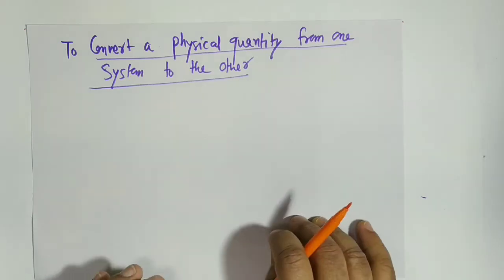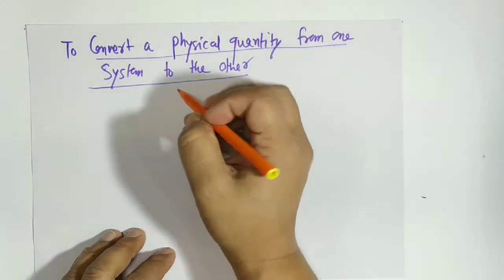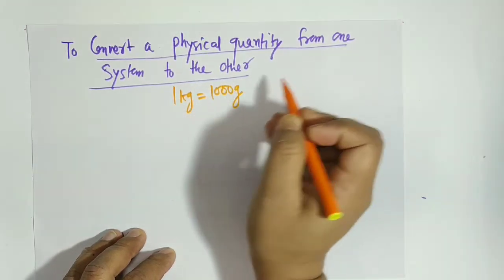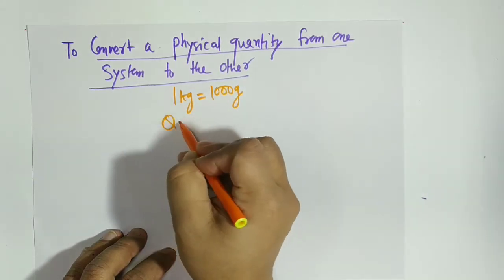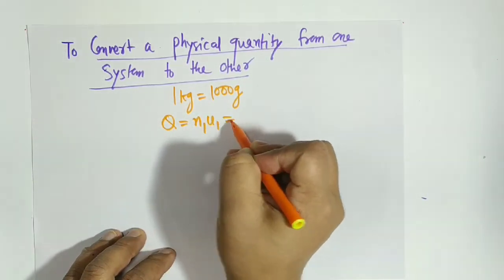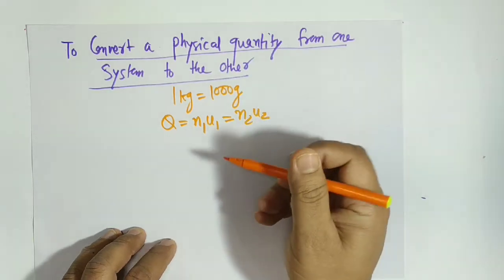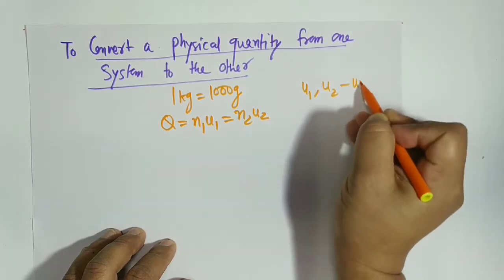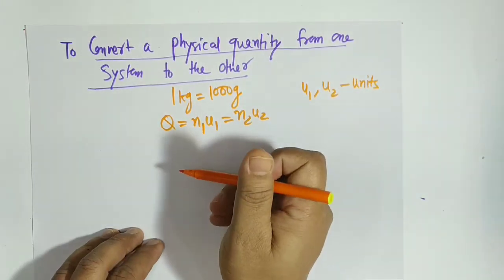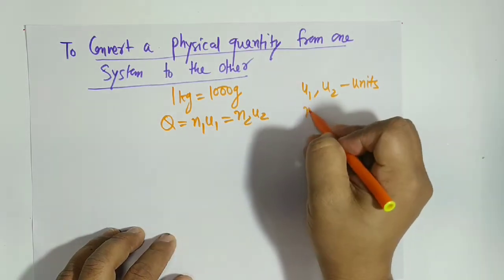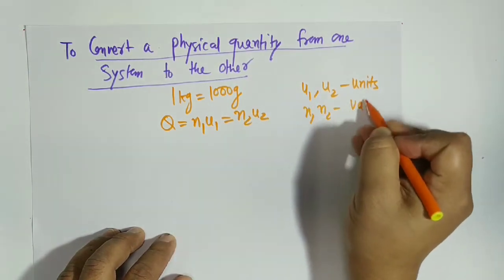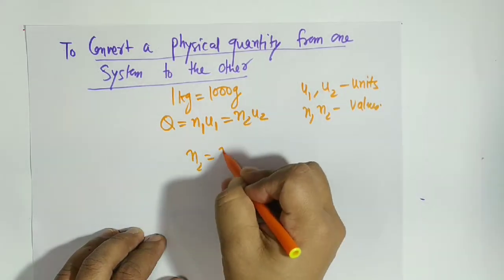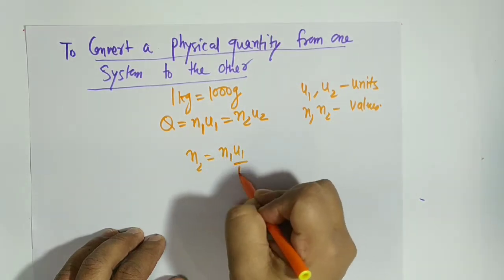When the magnitude of a physical quantity remains the same, say we know that 1 kg is equal to 1000 gram, then a quantity is written as N1U1 equal to N2U2. Already it has been explained. U1, U2 are the units and N1 and N2 are the magnitudes, the respective values. So we can find N2 as N1 U1 by U2.